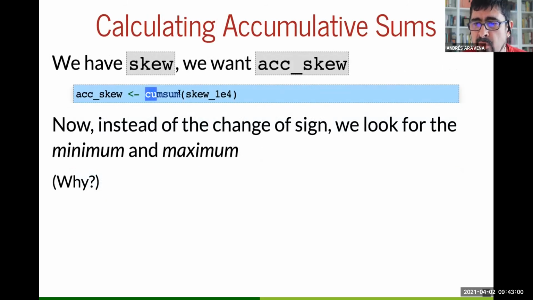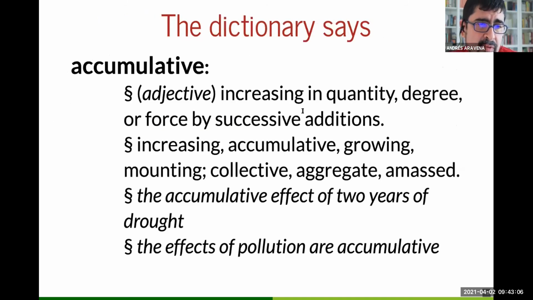Our exercise today will be to simulate this idea. Just to give you the point, accumulative in the dictionary is explained like this. It's something that is an increasing quantity. Accumulative is increasing, growing, mounting, aggregate. So for example, the effects of pollution are accumulative. Contamination gets things bad, and every day of contamination it's getting things worse. They accumulate. Let's say if you smoke, you get a little damage in every cigarette, but they accumulate.